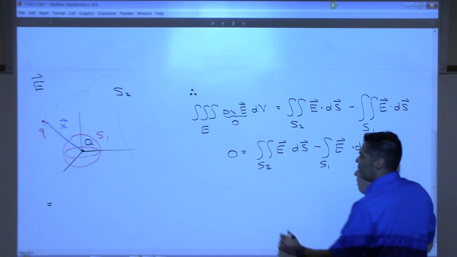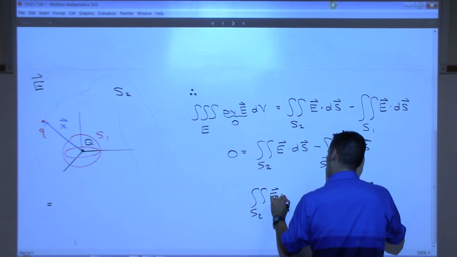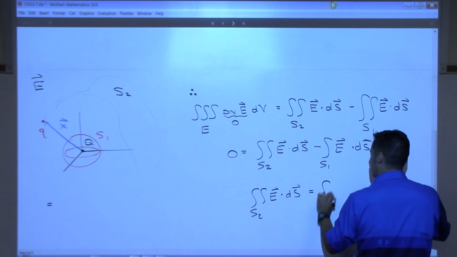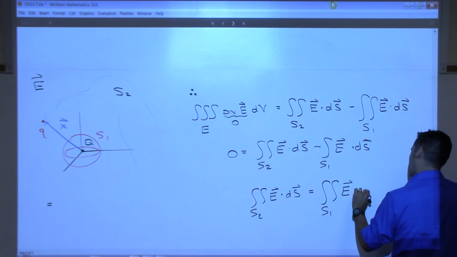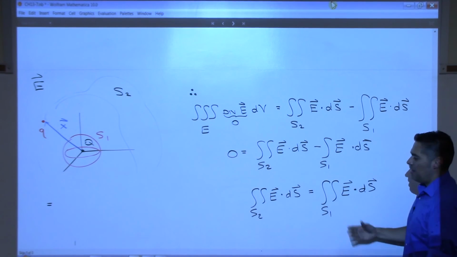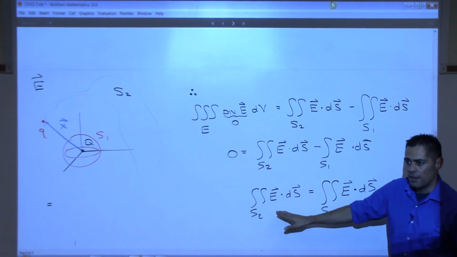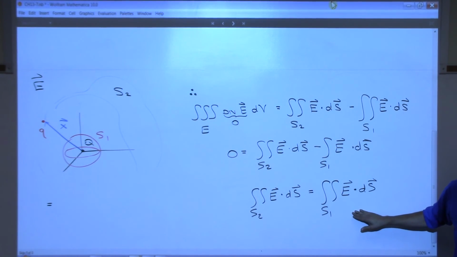Which means that they're equal. Are we done? What do I have to do? I actually have to figure out one of these, right? This is the one I'm interested in, right? This is the one that I want to know. This is the one that I created to make this problem work.